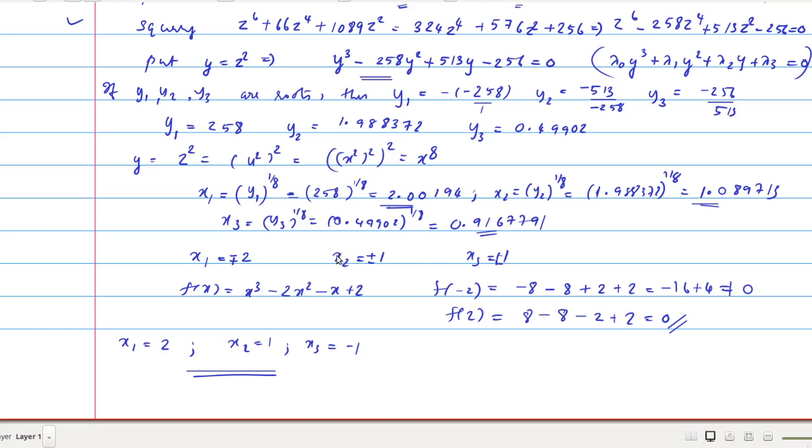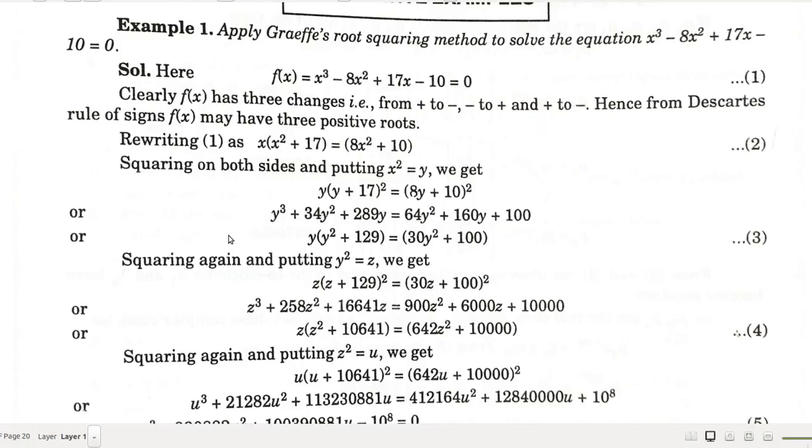Okay, next we can see some problems in the textbook. There are some equations whose roots will be complex numbers and others with repeated roots, etc. So we can see how you will solve those problems using Graeffe's method. This is the first example in the textbook. Apply Graeffe's root squaring method to solve the equation x cube minus 8x square plus 17x minus 10 equal to 0.